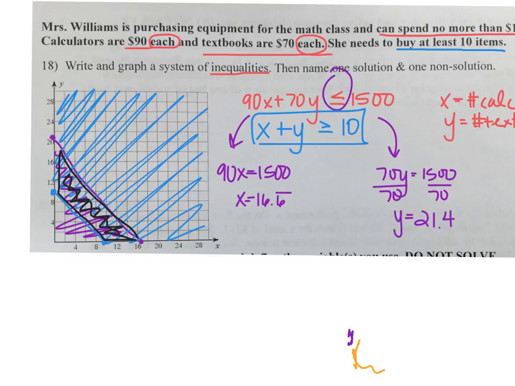So this problem says name one solution and one non-solution. We want to make sure that we've labeled each axis. So when you name your solution, for instance, a solution in this shaded area could be like 8, 4. You want to say it the same way we write a sentence normally. Don't just give me an ordered pair. I want you to give me some context with that, so make sure you use units.